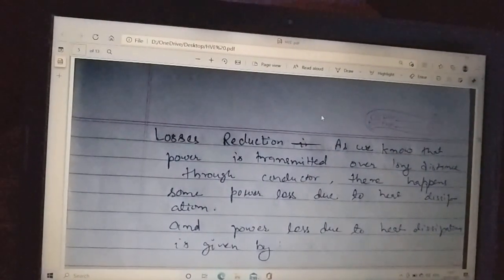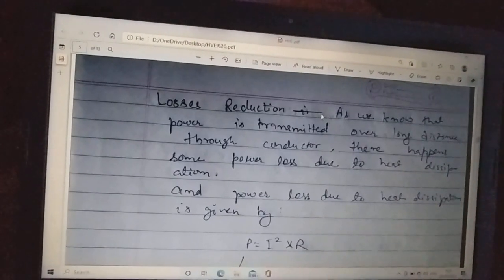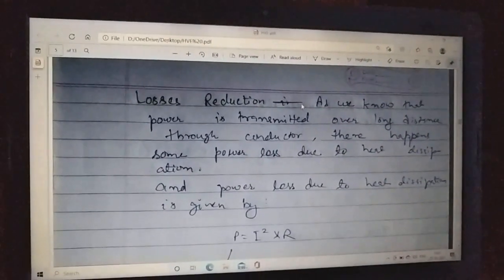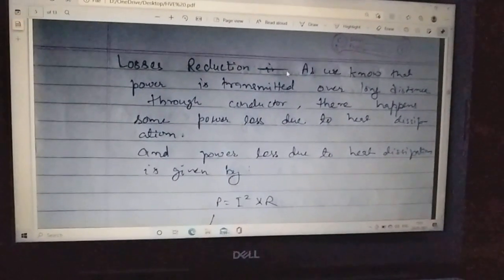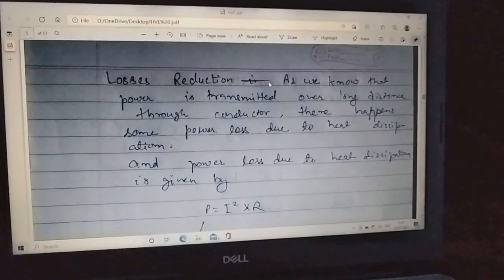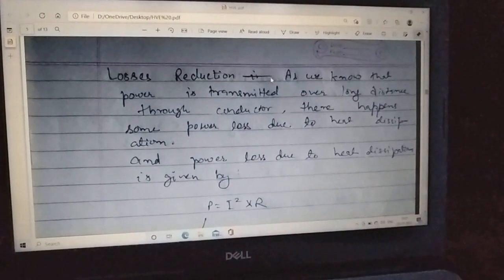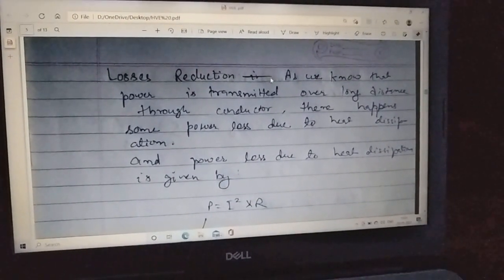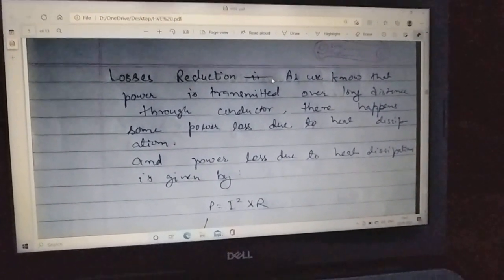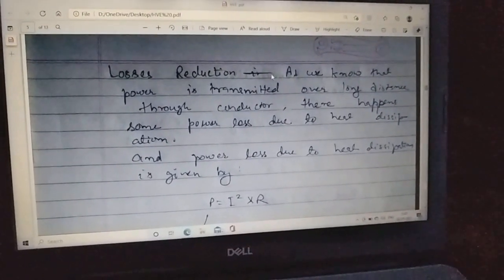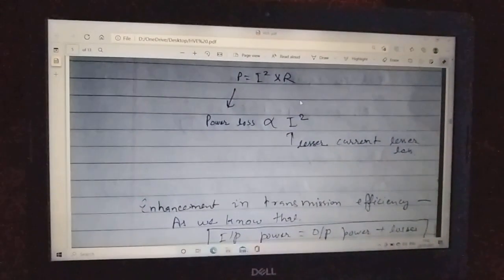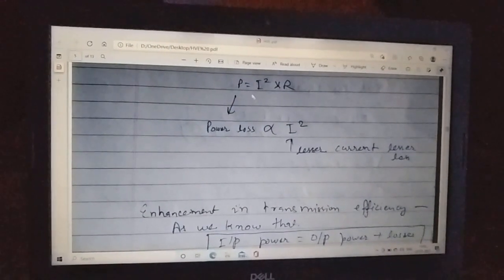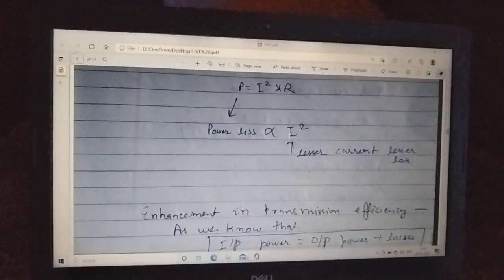Now we will see the losses reduction. How do losses get reduced when we transmit high voltage power? As we know, power is transmitted over a long distance through a conductor, and some power loss happens due to heat dissipation. The power loss due to heat dissipation is given by I squared R. We are seeing that power loss is directly proportional to I squared.